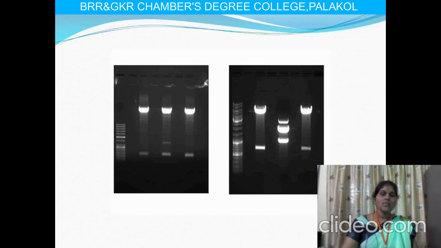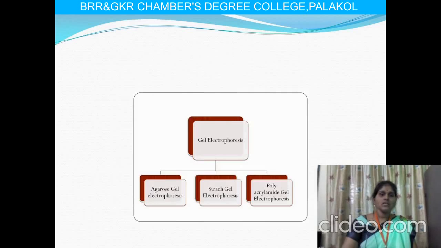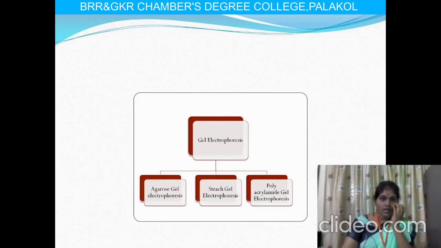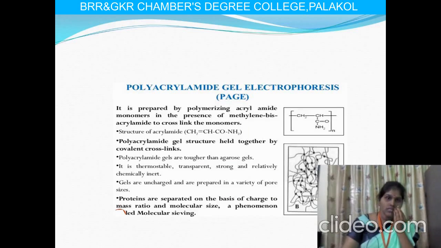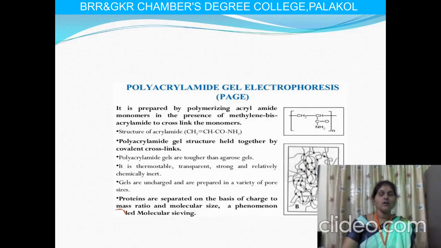In UV absorption, if we use luminescence or fluorescence, it will be observed like luminescent bands. Based upon the gel used, we are differentiated into three types: agarose gel, starch gel, and polyacrylamide gel electrophoresis. These are the three different types of electrophoresis. The first one is polyacrylamide gel electrophoresis, which we call PAGE.